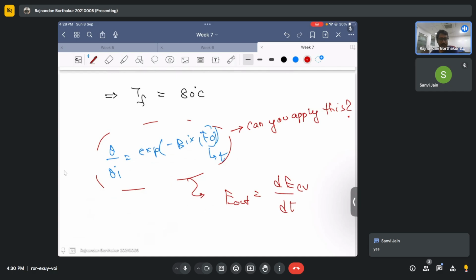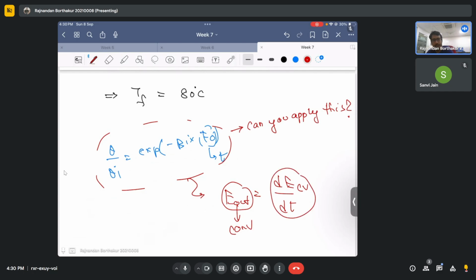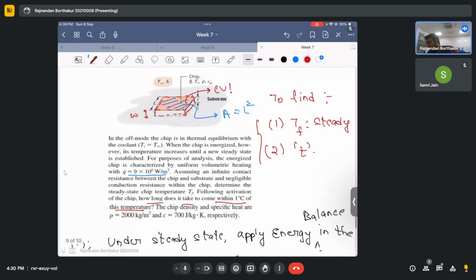Yes, exactly. So when we derived this formula, we did not consider that there is heat generation taking place inside your object. Because this E dot out is the energy going out from the object by convection, and this is just the rate of change of energy inside the control volume. But in this problem, that's the very nature of the problem, they have stated that there is heat generation taking place inside this chip. So there will be an additional heat generation term in the governing equation, due to which you cannot directly apply the formula of your lumped capacitance model.